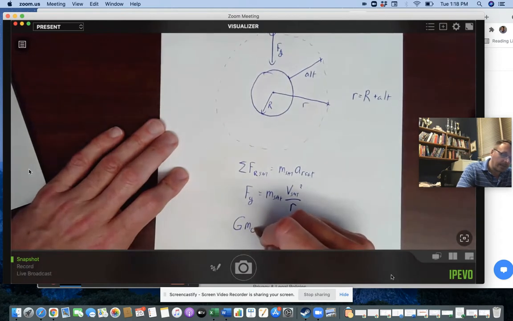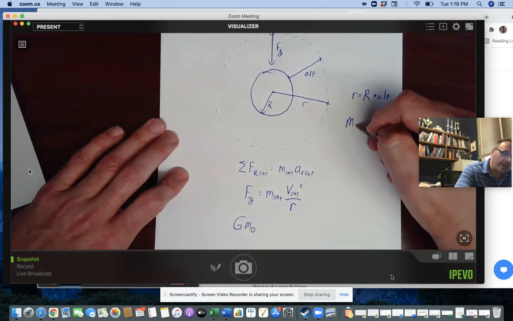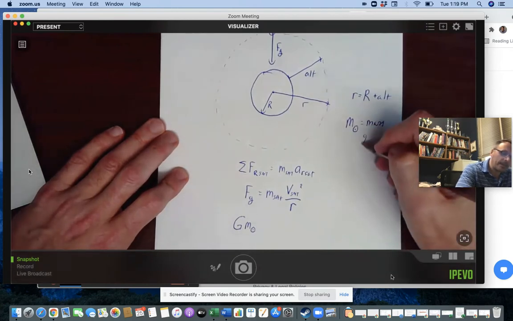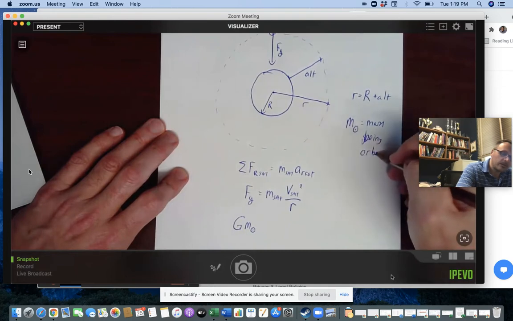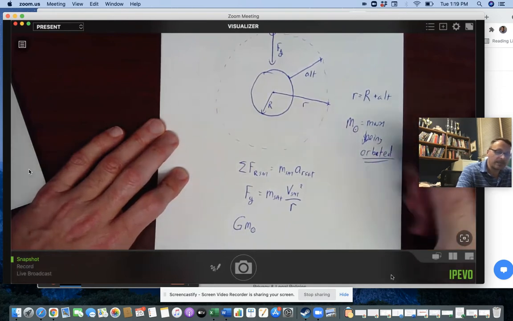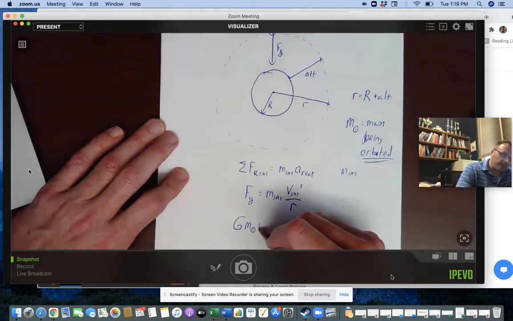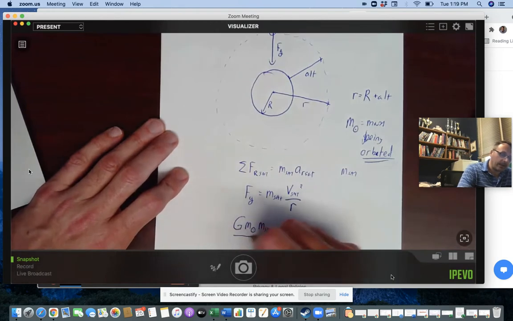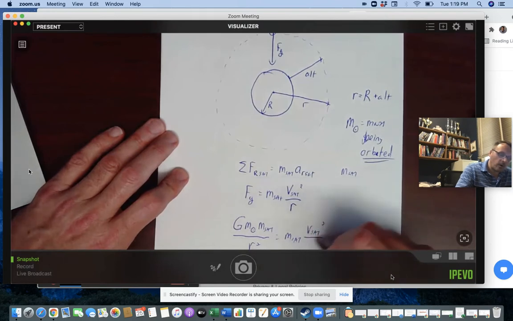So I'm just going to make a little symbol here. M circle dot is the mass being orbited, not the mass that is orbiting. That's M_sat, right? So that's going to be big G, mass that is being orbited, mass of the satellite over r squared is equal to mass of the satellite times v_sat squared over r.